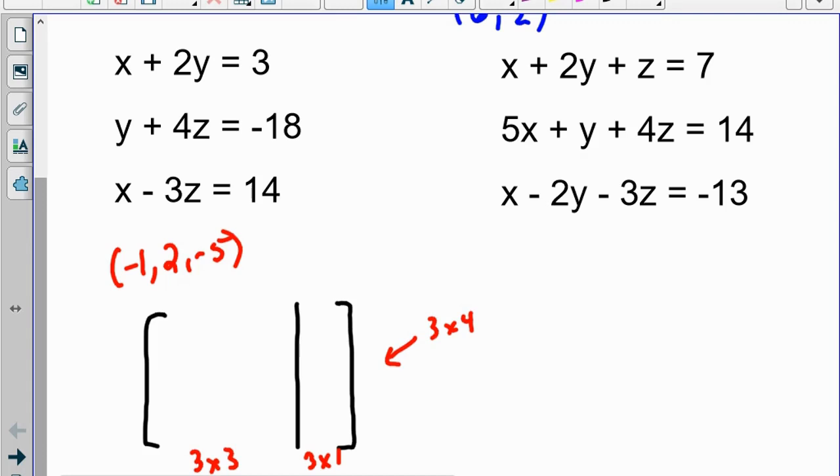I write the coefficients. So all the x's go on the left, all the y's in the middle, all the z's on the right. So 1, 2, 0. It is important to put zeros for things that are missing. So 1, 2, 0, and then I have 3 as my quote-unquote answer. 0, 1, 4, negative 18, and 1, 0, negative 3, 14. So if I take that and type it in the calculator, I should end up getting negative 1, 2, negative 5 when I'm done.